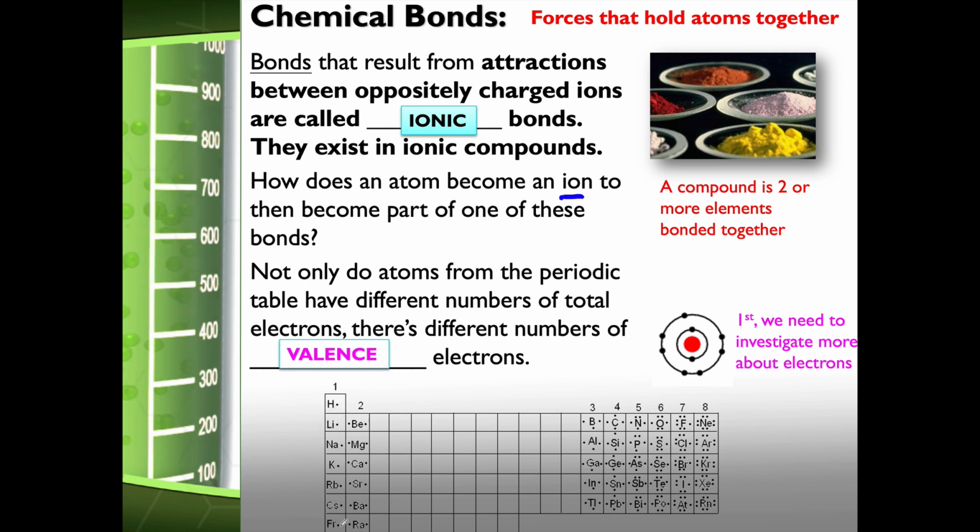These all have 1 valence electron, symbolized by a dot. These all have 2 valence electrons, symbolized by a dot. These all have 3. These all have 4, 5, 6, 7, and 8. And remember that one we were talking about right here?